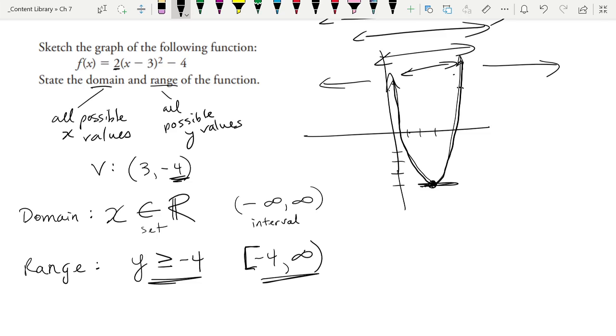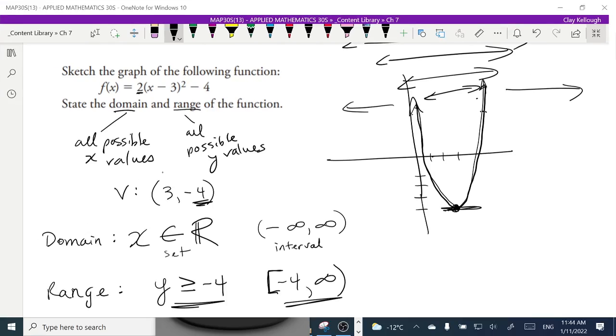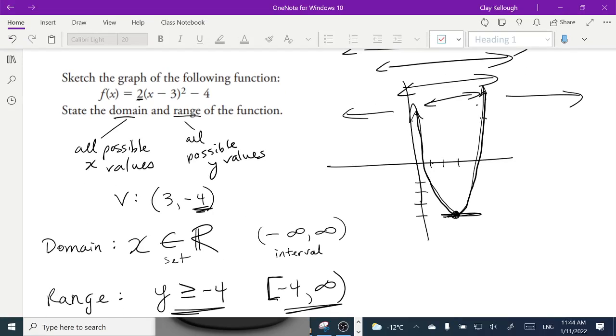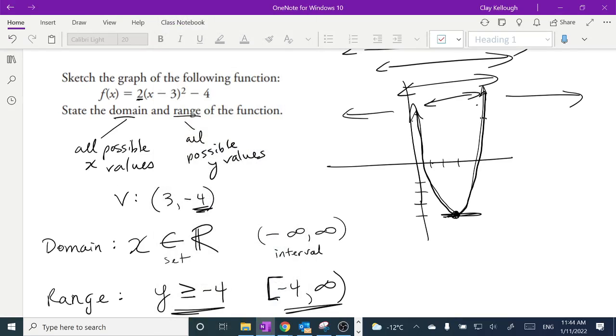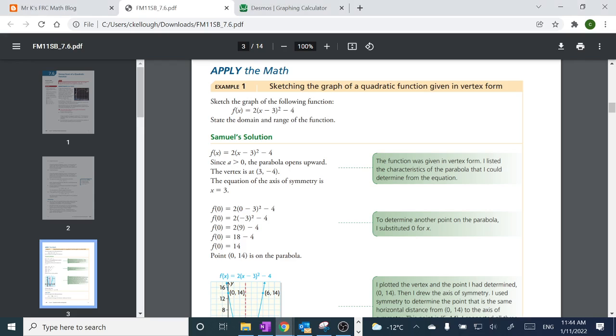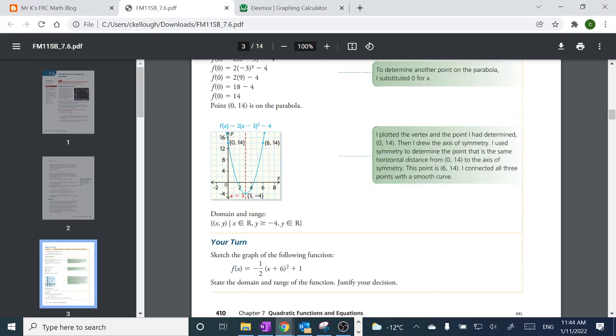I honestly don't remember what the textbook does. Let's take a look. What does the textbook do? Oh, they probably write it really formally, don't they? They do. Let's see. Yes, they do.